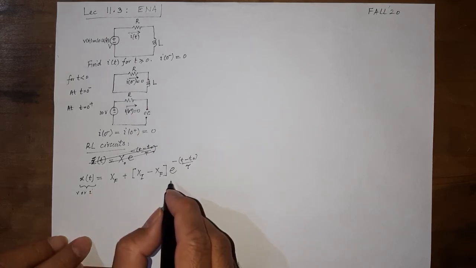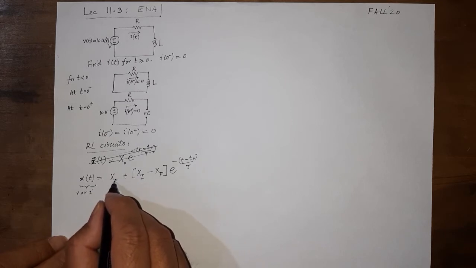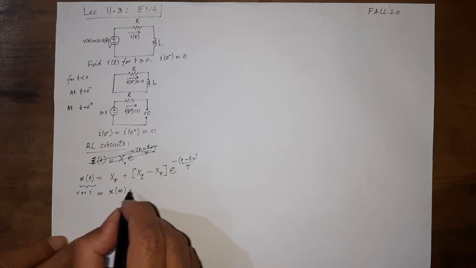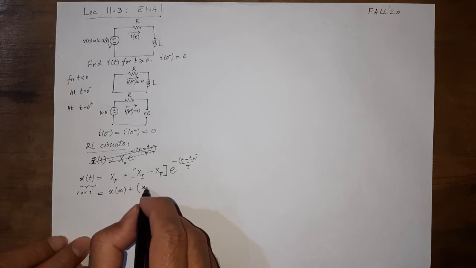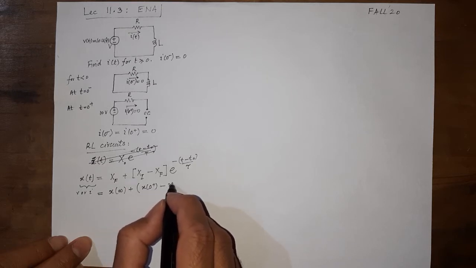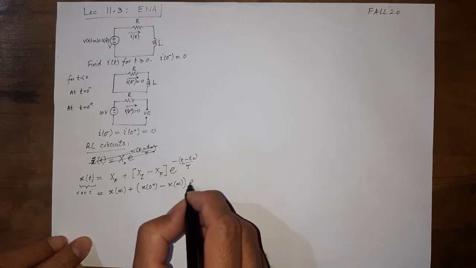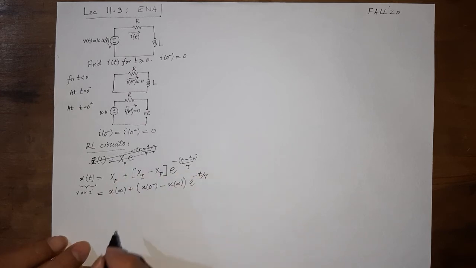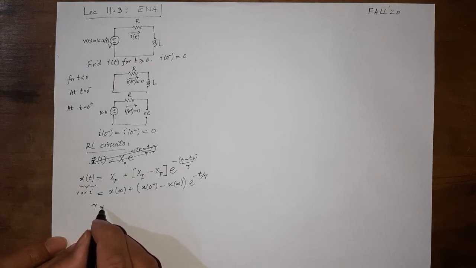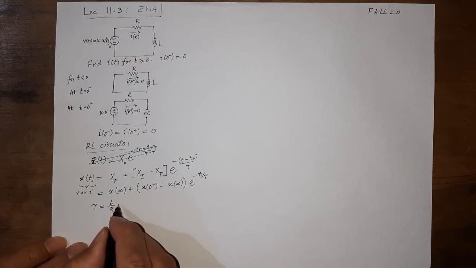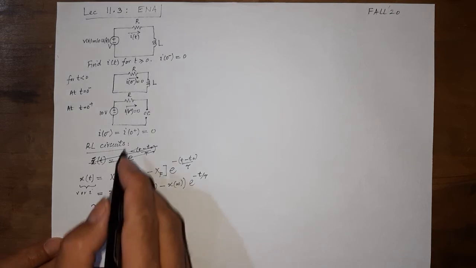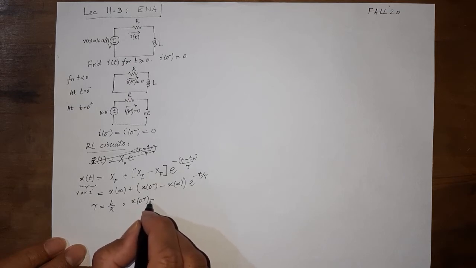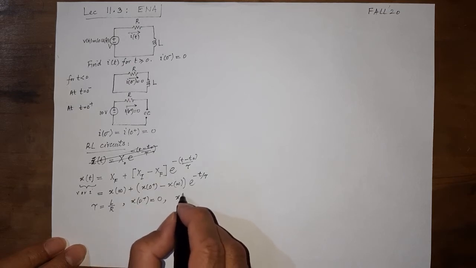This is the expression that we already know, where the final value is basically x at infinity, the initial value is x at 0 plus, minus x at infinity, times e raised to the power minus t, the switching time here being 0, over tau. Tau for an RL circuit was equal to L over R, and for this circuit we can see that the initial value is 0 and the final value.